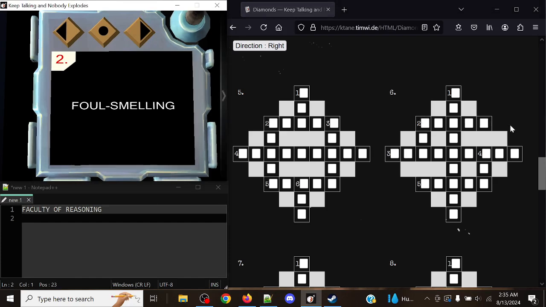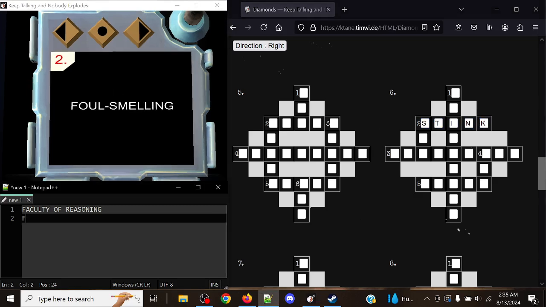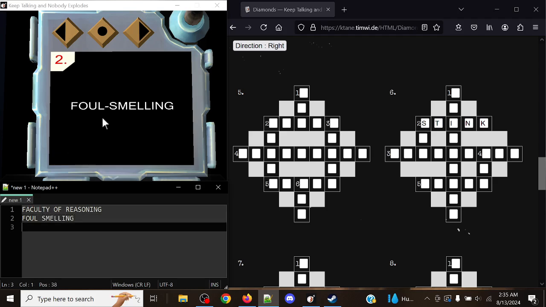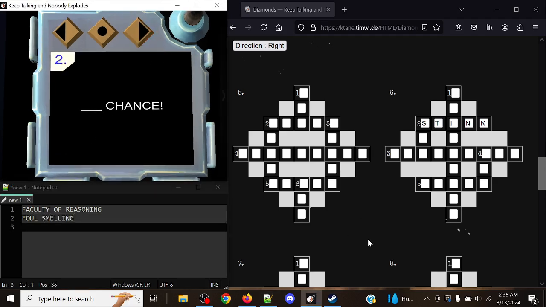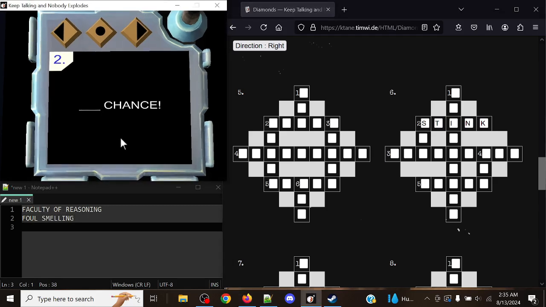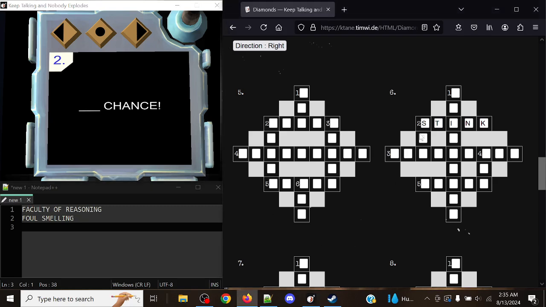Foul smelling for 2 across. This could be maybe stink. That stinks. That would be the only thing that comes to mind. Okay, so we'll write foul smelling. And then 2 down. Blank chance. And if it starts with an S, I don't know what that could be. Because I'm thinking, like, there's no chance, but in this case, I don't know what that would be. So I'll write blank chance.